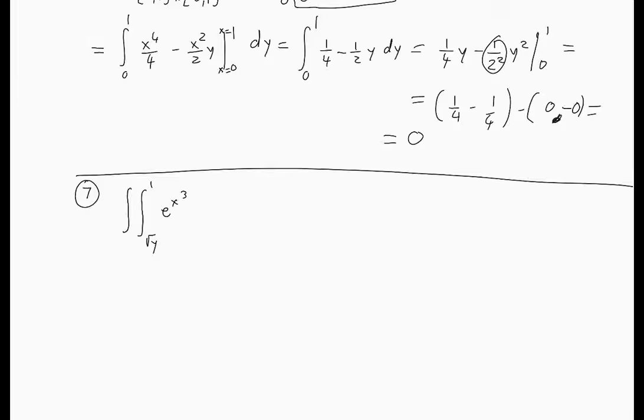But here you have a conundrum. If you try to really compute this as an iterated integral, you're stuck with the antiderivative of e to the x cubed. That antiderivative is a perfectly existent antiderivative. It's just that we don't have a name for it. So that's where you get stuck.